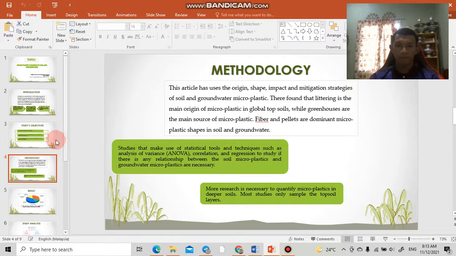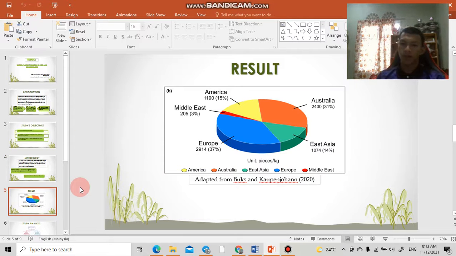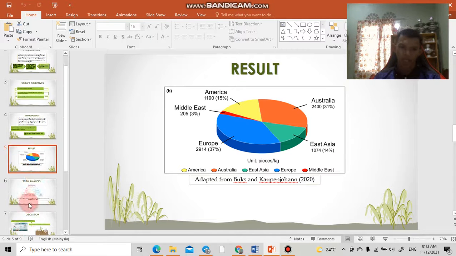All right, and then the result. For the result, we found the average concentration of microplastic found in Europe was highest, at 37%, followed by Australia, America, East Asia, and then the last one is the Middle East. Alright, updated from Buck and Johan 2020.